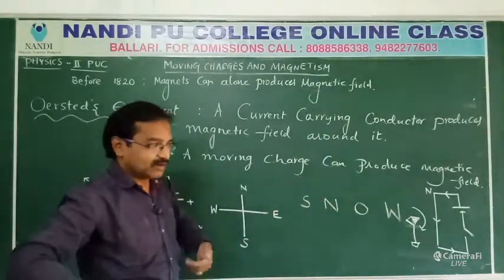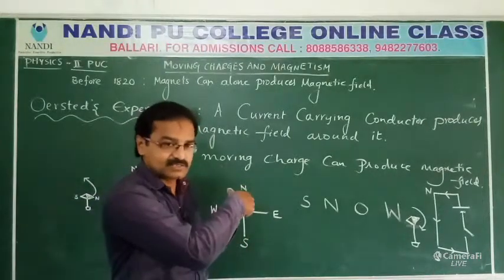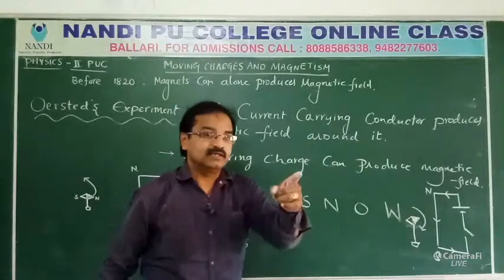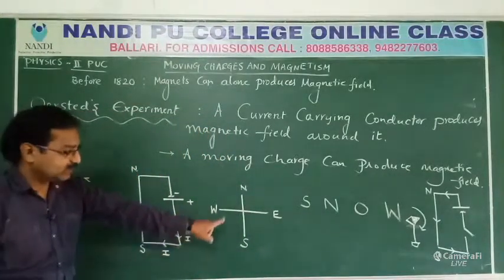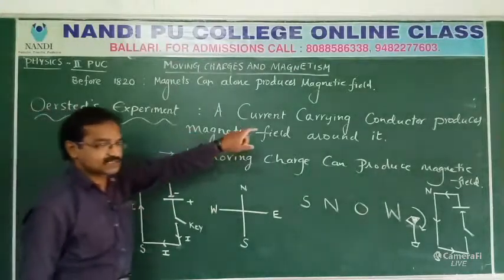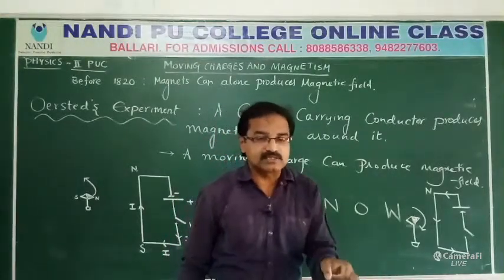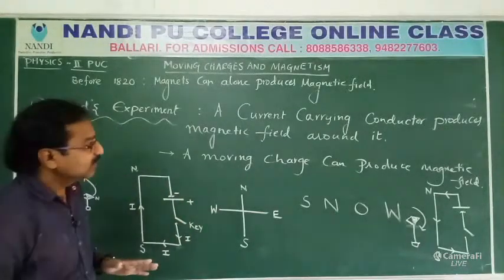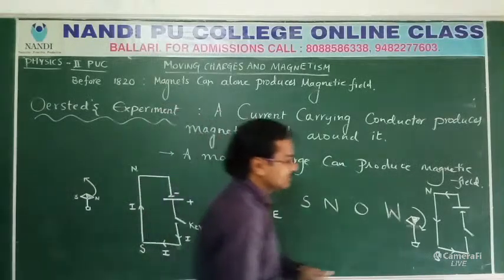Yes or no? Yes. Or here also you can take: this is north, south, east, west. If current passes from south to north, the deflection is towards the west side; otherwise, east side. But whatever may be, the conclusion is, whenever current passes through a conductor, it produces a magnetic field. So this is Oersted's conclusion, or Oersted's experiment. Okay, children? Then this is the magnetic field. It also has a direction. Okay.